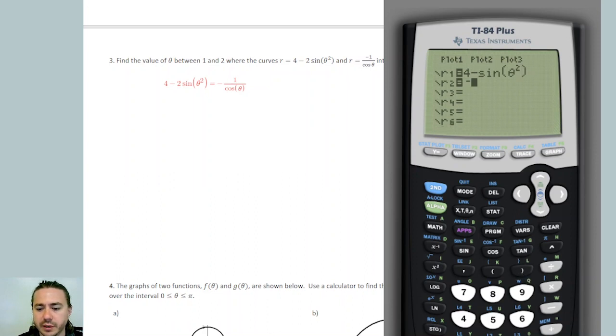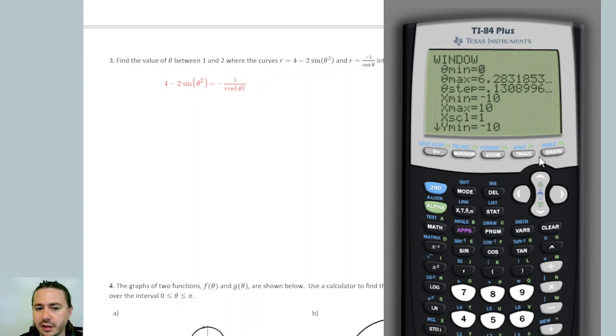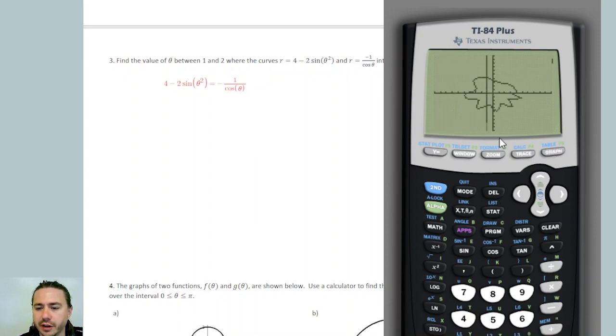And then the next one would be -1 divided by cosine theta. So notice when I hit this x comma t comma theta comma n, the button you normally type in for x, it puts in a theta there. Now I want to adjust my window settings here. That all looks fine. So there's the first one, kind of a weird looking graph, and then we got this second one, which is also kind of weird.